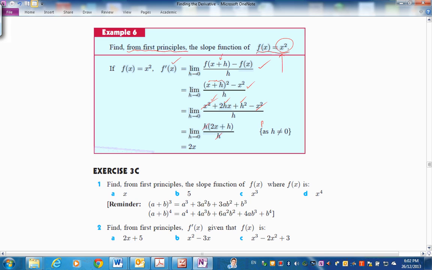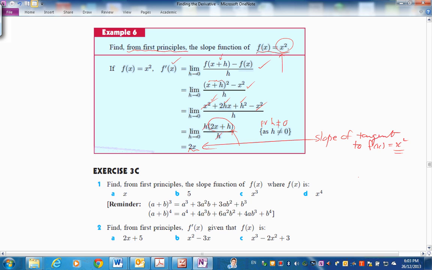I like to write provided that, the proviso, that h is not equal to 0 for either of those, and then as h tends to 0, what's left? This thing. So if you make that tend to 0, the function will tend to 2x. So your derived function is 2x. This little dude will give you the slope of the tangent to f of x equals x squared at any x value, or the instantaneous rate of change of x squared at any x value.